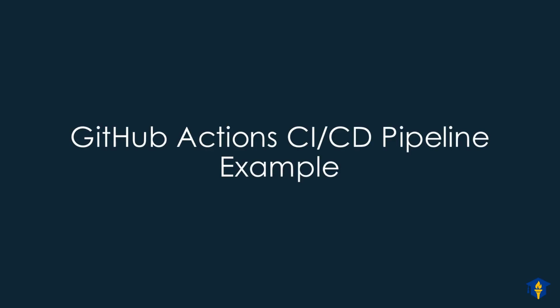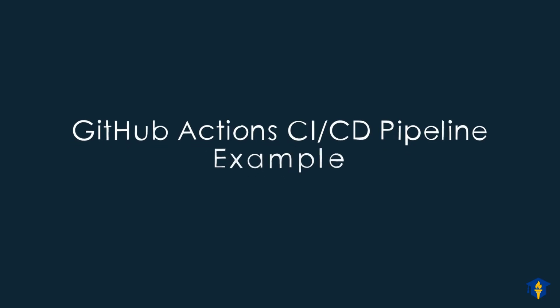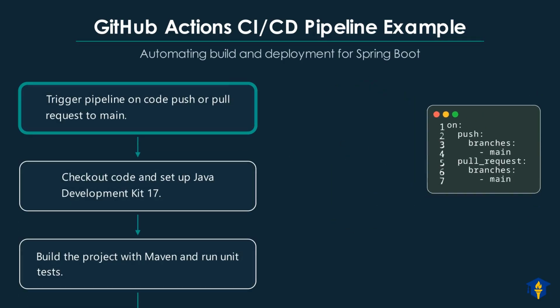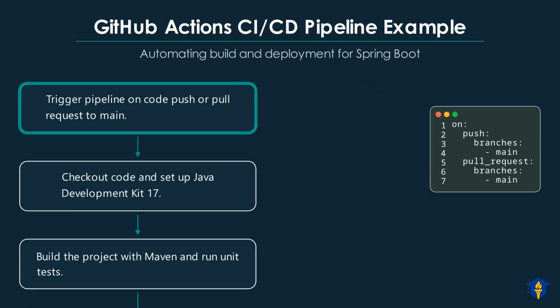Let's look at an example of a CI/CD pipeline using GitHub Actions. This example demonstrates automating the build and deployment process for a Spring Boot application. The pipeline is triggered automatically on every code push or pull request to the main branch. This configuration specifies that the workflow runs on push or pull request events to the main branch.